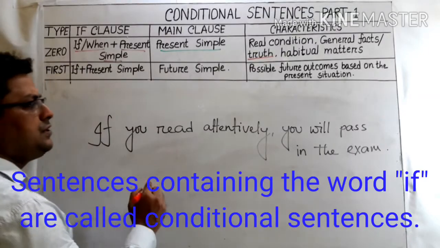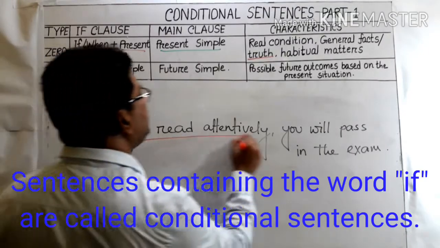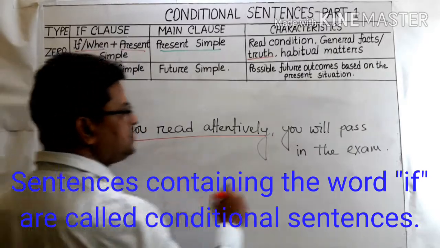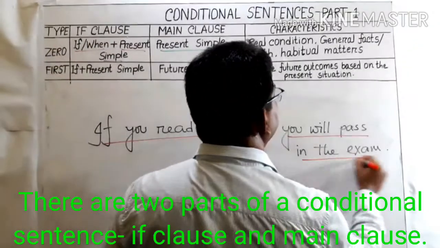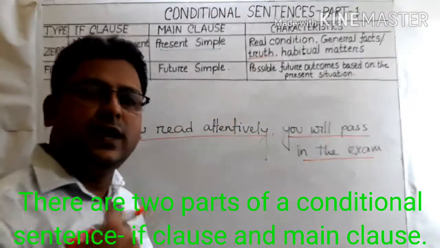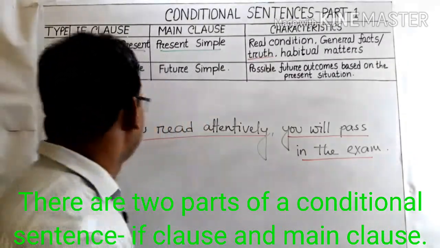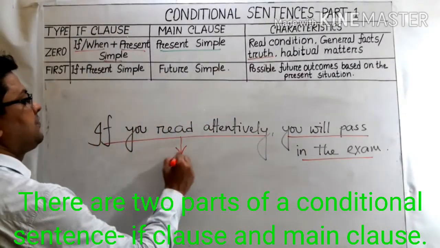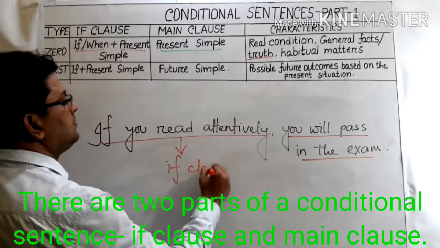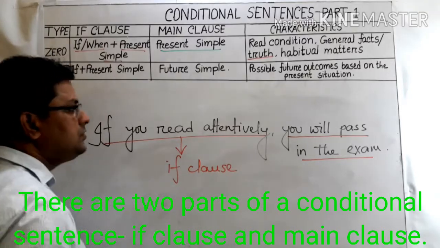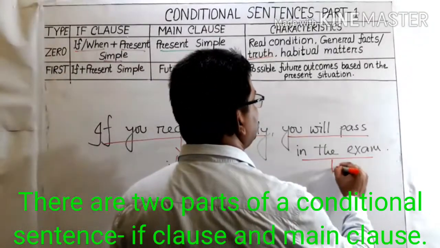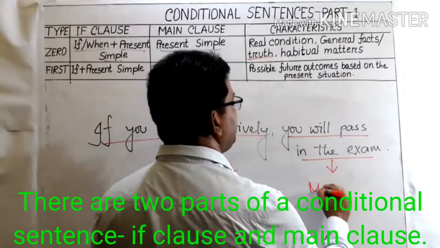This sentence contains two clauses. "If you read attentively" is a clause. On the other hand, "you will pass in the examination" is another clause. The first clause is called the if clause. On the other hand, the second clause is called the main clause.